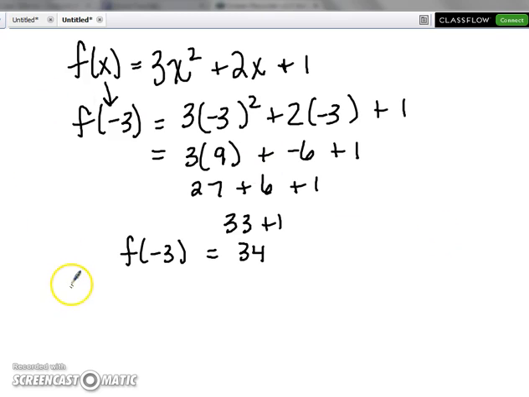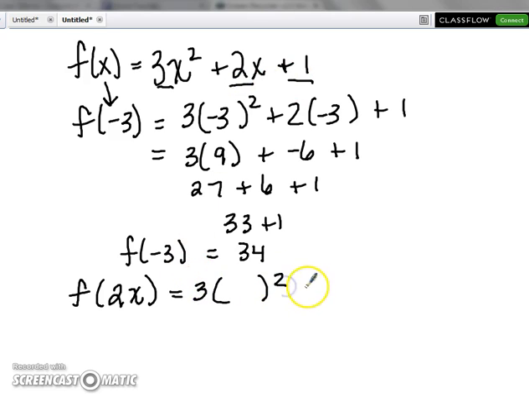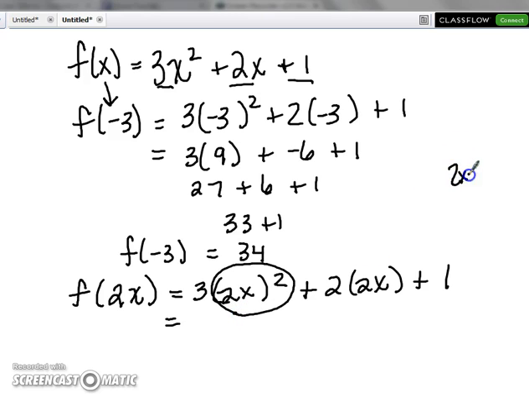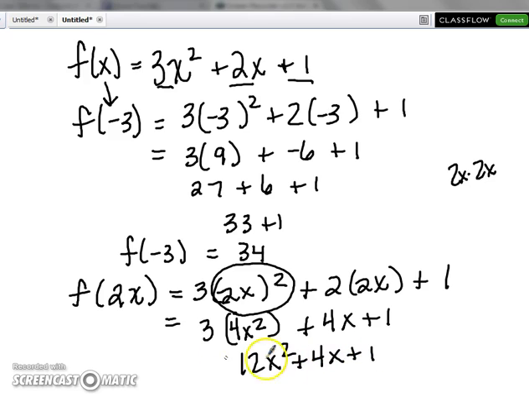Well, we're going to take it a step farther, and instead of f of negative 3, what if I ask you to find f of 2x? I'd do the same thing. I'd repeat this function again, except when I got to the x, put parentheses. And inside the parentheses this time, instead of a negative 3, I'm going to plug in a 2x. You have to follow order of operations. We would do this first. Well, 2x times 2x is 4x squared, times 3 is 12x squared, plus 4x plus 1. And that's as far as you can go.